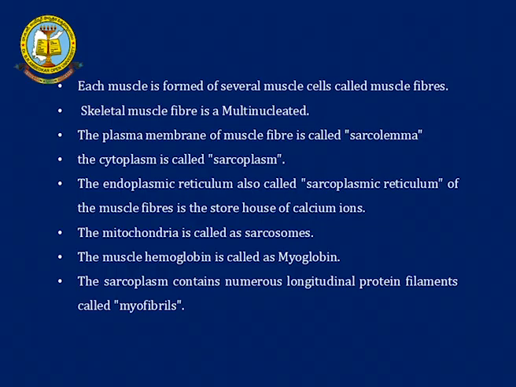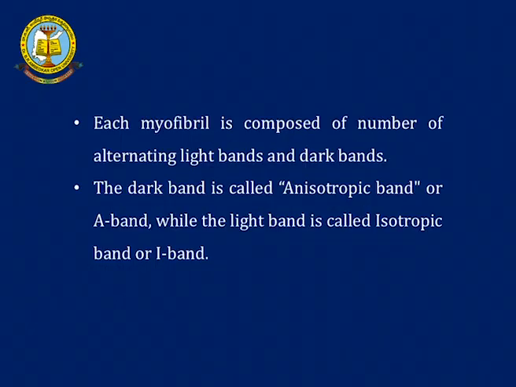The sarcoplasm contains numerous longitudinal protein filaments. These filaments are called myofibrils. Each myofibril is composed of a number of alternating light bands and dark bands. The dark band is called the anisotropic band, and it is also called the A band, while the light band is called the isotropic band or I band.